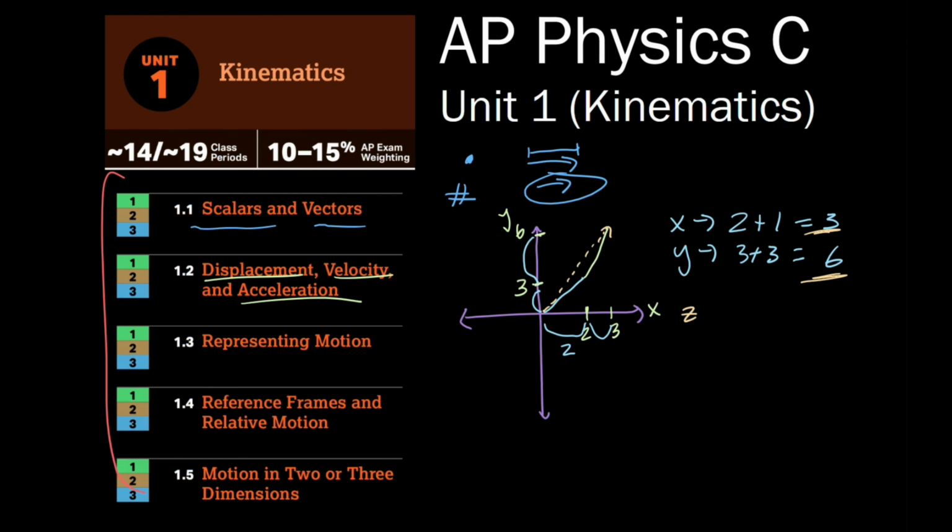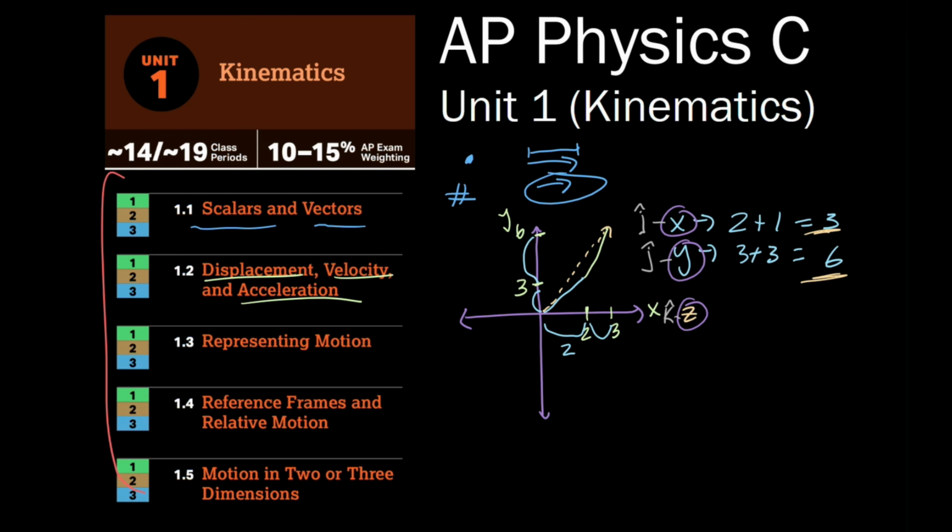Now, if we have these labels x, y, and z, there's another way that we can write this that's becoming increasingly popular in the AP Physics Mechanics exam, and that is i j k notation. So we have an i, a j with a hat, and a k with a hat. Okay? We can also just say these as i hat, j hat, and k hat. These are the exact same thing as x, y, and z.